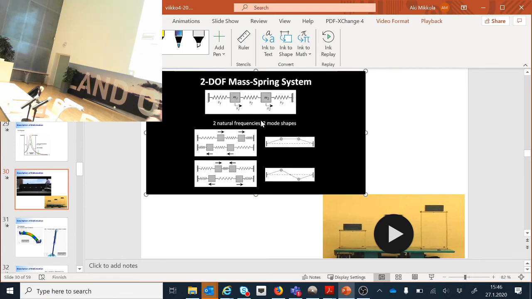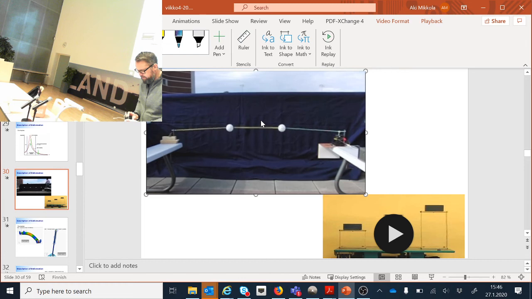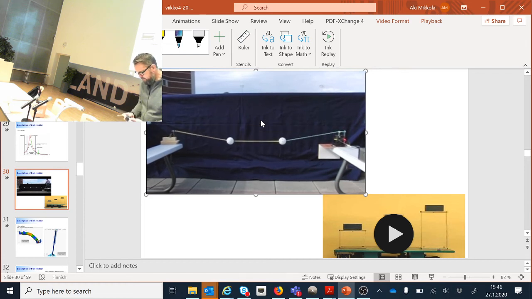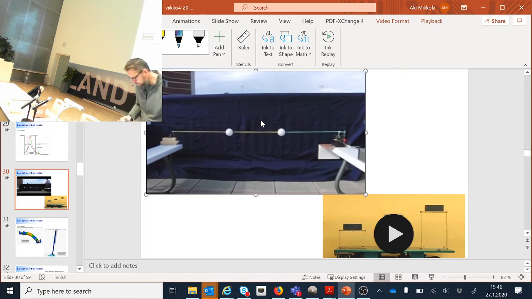A 2 degree of freedom mass spring system has two natural frequencies and two mode shapes. In the first mode shape, first frequency, the two masses move in the same direction at the same time, basically looking like a 1 degree of freedom oscillator.